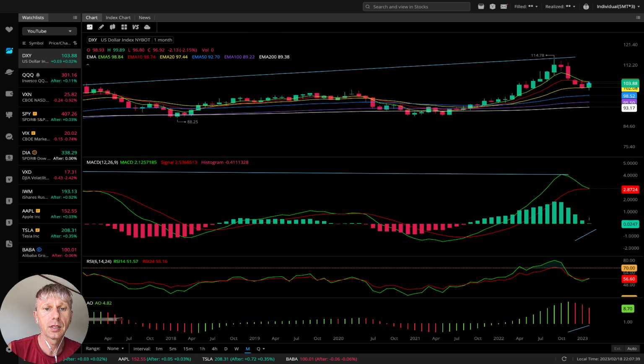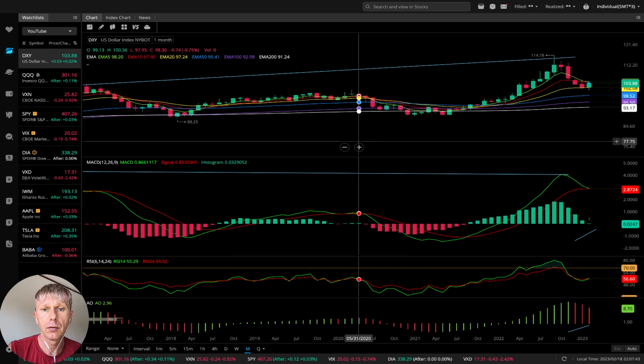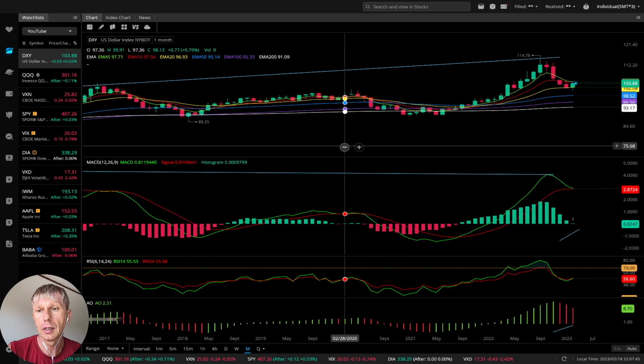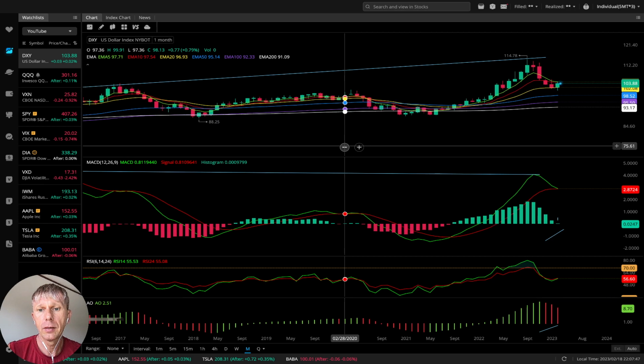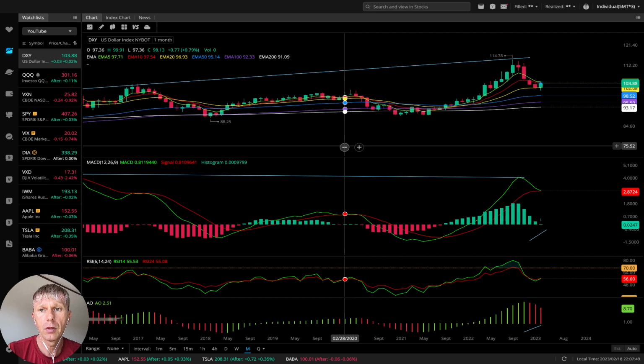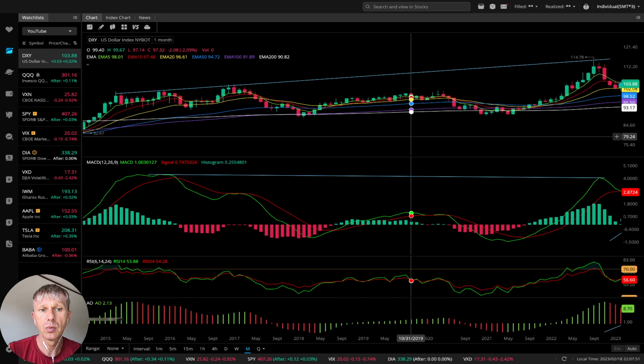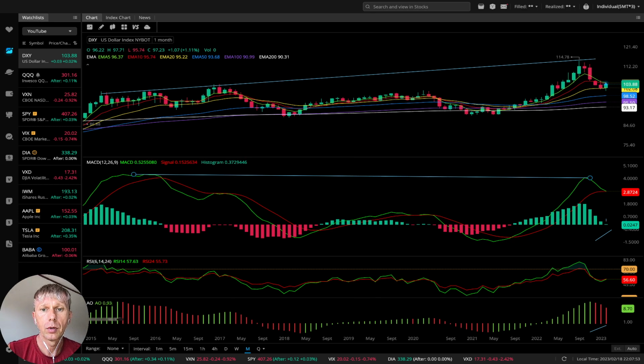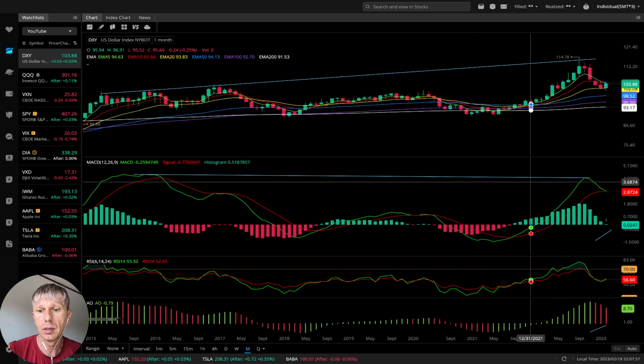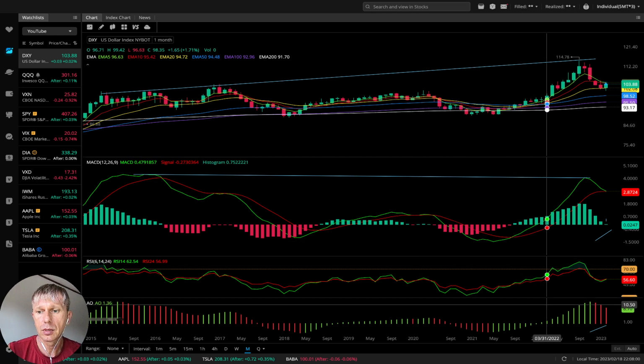Okay, let's move to the monthly time frame. Let's start with the US dollar. US dollar monthly looks like this. Price action is bullish, right? But on the MACD, it's a bearish divergence, on the MACD histogram, MACD line, RSI, and awesome oscillator.